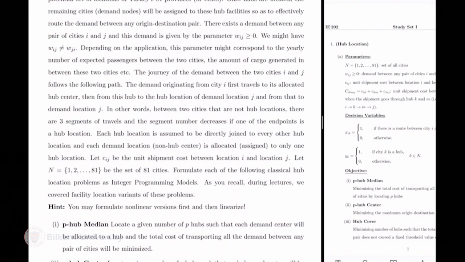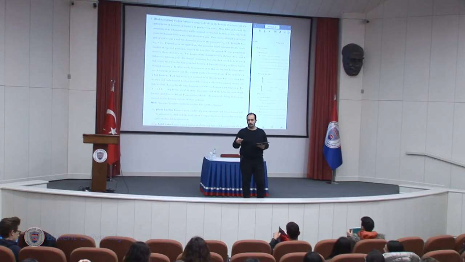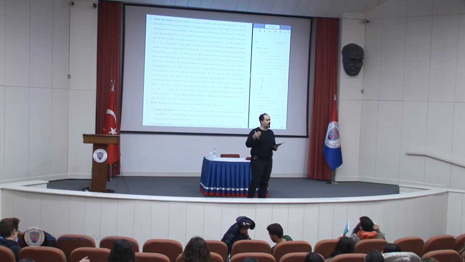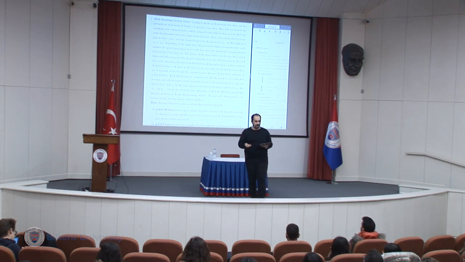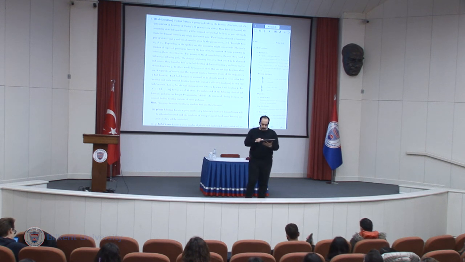hub location problem. So the question is asking, in Turkey we have like 81 cities, and Turkish Airlines is trying to find some of these cities to associate as hubs and the rest as demand nodes. So for example, it may be a fixed number of hubs, let's say P hubs, or it may not be mentioned, but it's like this.